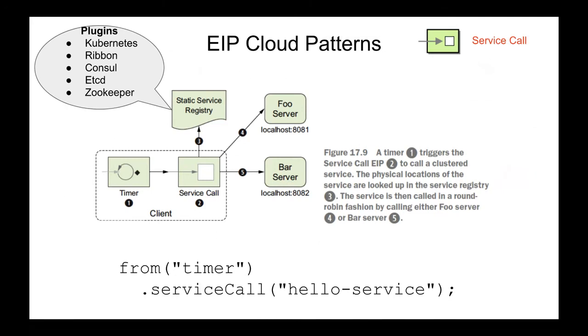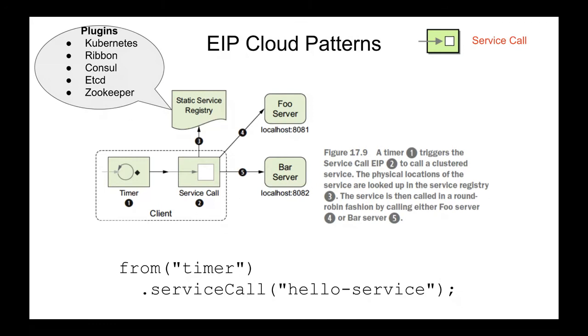We do have a few additional cloud patterns, if you want to call it that. One is called the service call. In this example, we have a very simple Camel route that has a timer that wants to call a service in a scheduled fashion. The service is called hello service. What it does is go to some sort of registry and look up which host has this service, the physical host that has the service. And if there are a number of hosts that have the service, then it picks one of them. You can choose which algorithm to use. It could be round robin, sticky, random, etc., or you can plug in your own. The service registry is also pluggable. We have plugins for Kubernetes, Netflix Ribbon, Consul, Zookeeper, and so on.